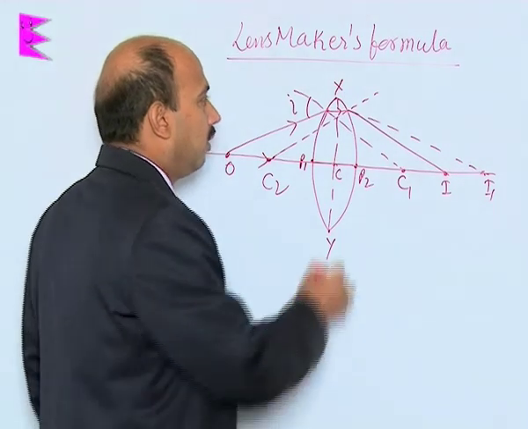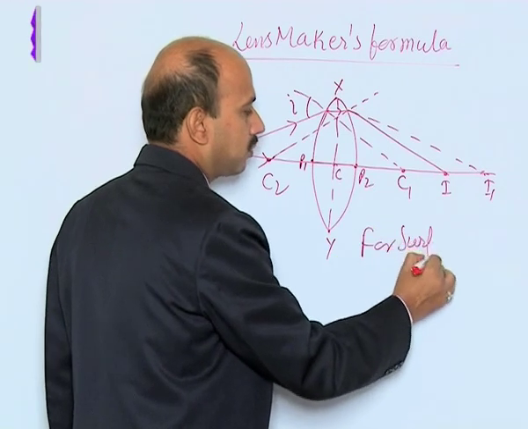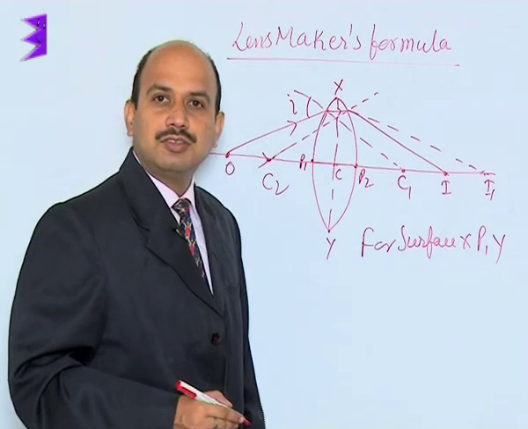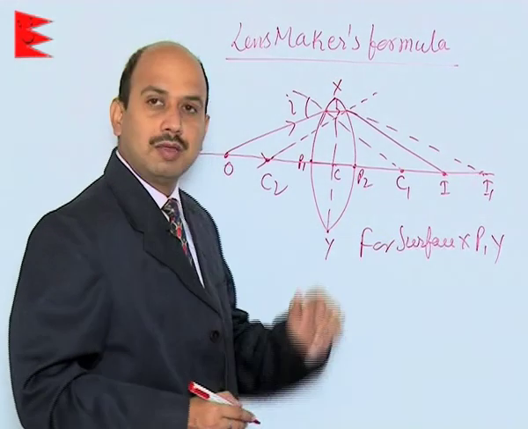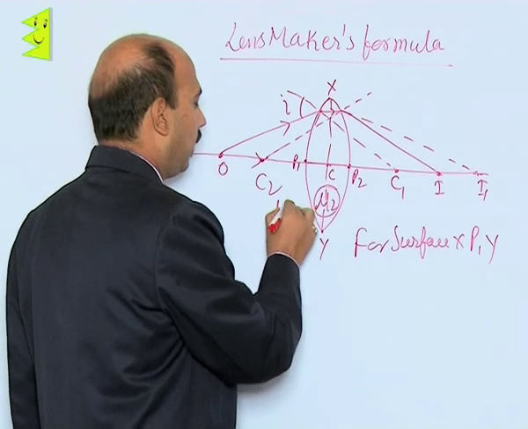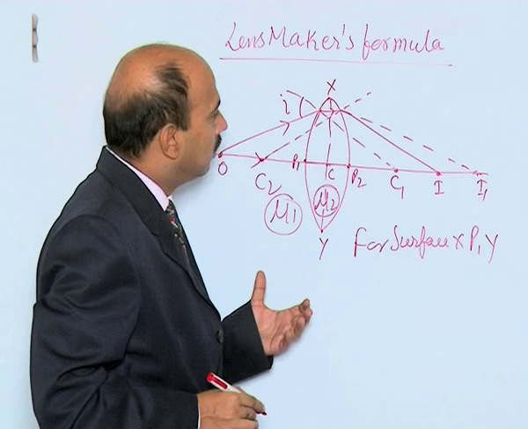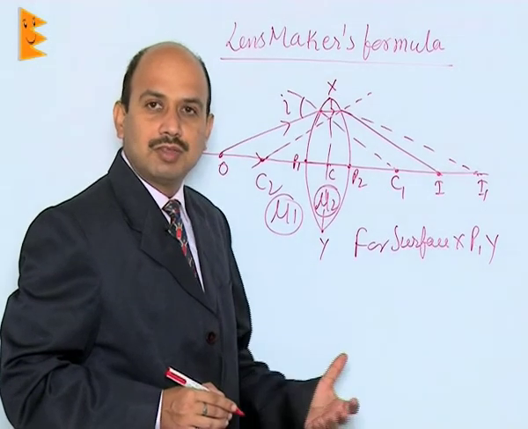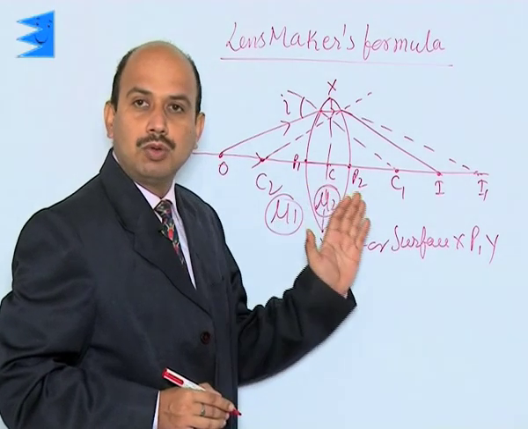So, see here, if we take the first surface xP1y, refraction is taking place from rarer to denser medium. This material has refractive index mu2 and the surrounding one is mu1. Already we have derived the formula relating refractive index, radius of curvature, and object and image distances for convex surfaces, when the refraction is taking place from rarer to denser medium.